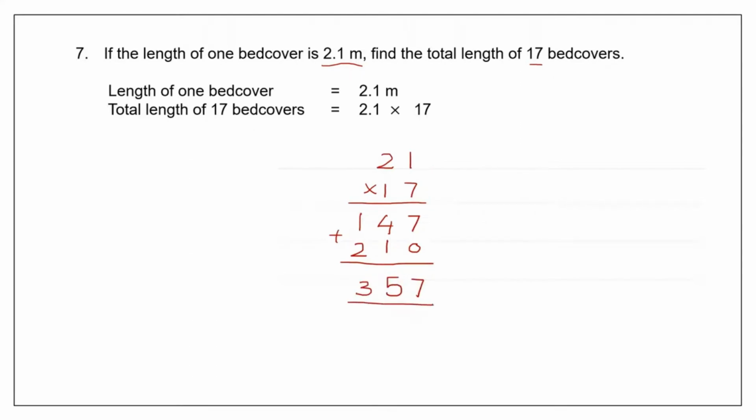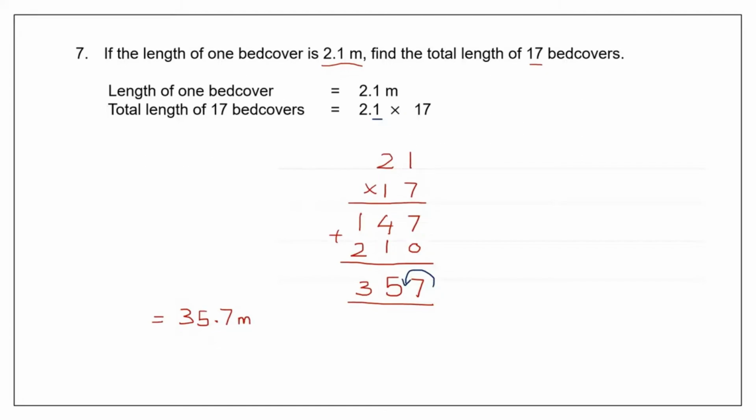357. But let's go back to the question and check the decimal places. There is one decimal place. So in our answer also, we need to have one decimal place. Point moves from there to here. So it becomes 35.7. So what is the total length of 17 bed covers? That is 35.7 meters.